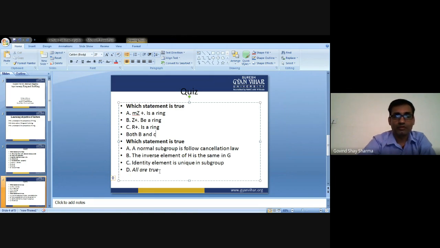Which statement is true? In a group, suppose you follow the cancellation law. The inverse element of H is the same. That's right, and all are true.